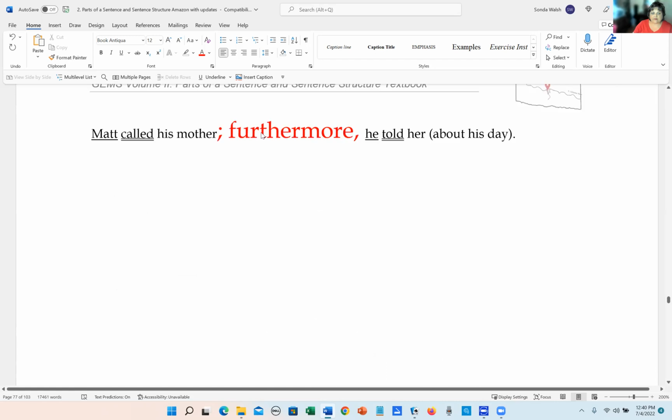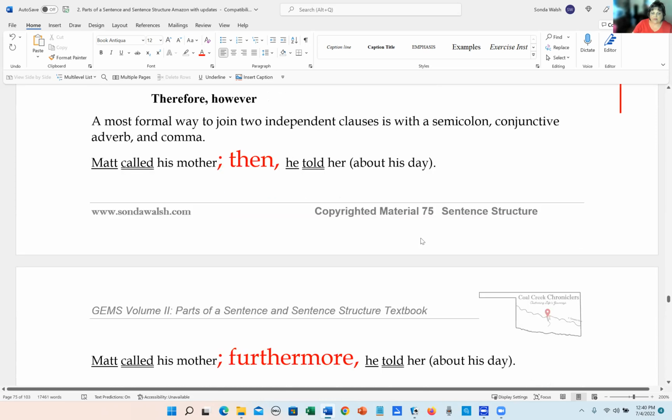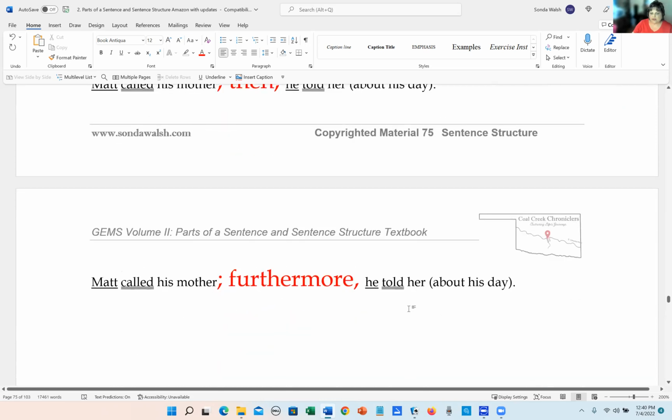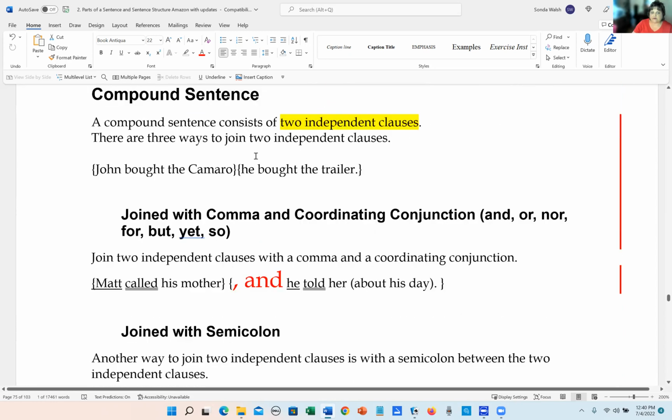So here we have an example. Matt called his mother; then, he told her about his day. Matt called his mother; furthermore, he told her about his day. But you have to have all three parts. So let's review this again. You have three ways to join two independent clauses.